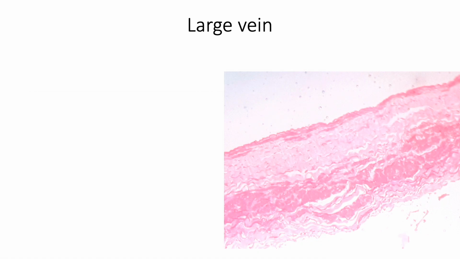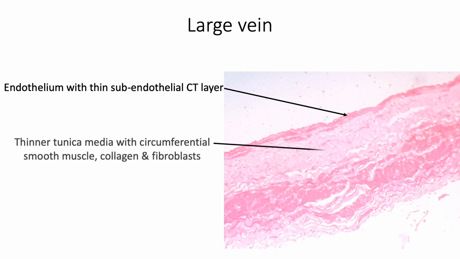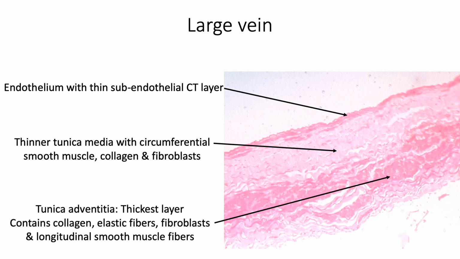In case of large vein, the tunica intima shows endothelium with subendothelial connective tissue layer. Tunica media is thinner and contains circumferential smooth muscle, collagen and fibroblasts. Tunica adventitia is the thickest layer containing collagen, elastin and fibroblast along with longitudinally running smooth muscle fiber bundles.